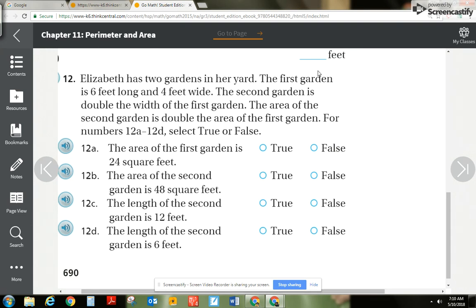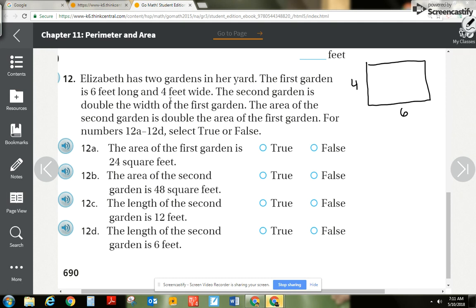Elizabeth has 2 gardens in her yard. The first garden is 6 feet long and 4 feet wide. So go ahead and draw this out. So 4 feet wide, 6 feet long. The second garden is double the width of the first garden.